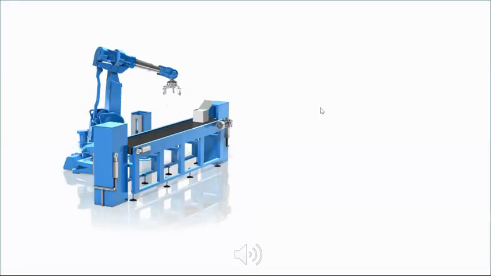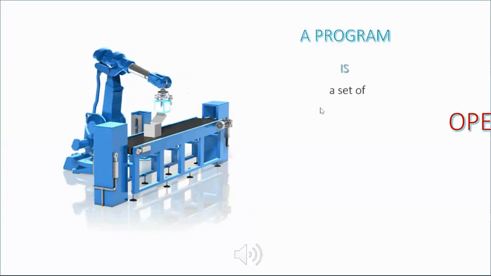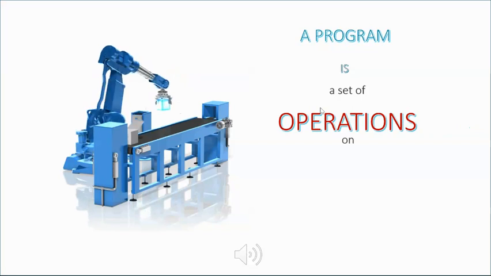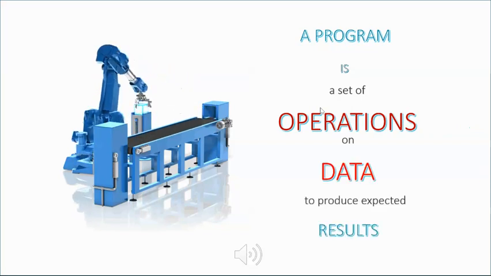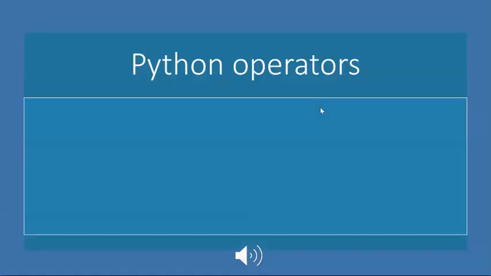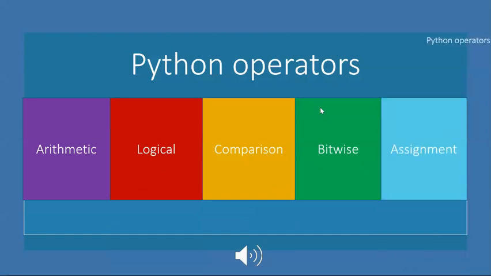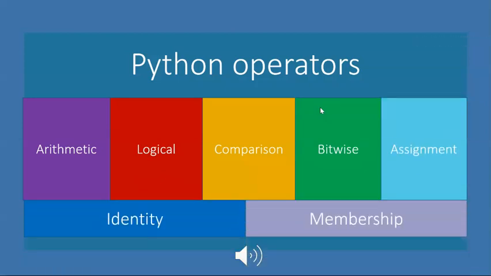As we said, a program is a set of operations on data to produce expected results. So we have discussed the data. Now we come to operations. Python has operators categorized into arithmetic, logic, comparison, bitwise, assignment, identity, and membership. We will discuss them in more detail. Python operators are basically used in the same way as in logic, mathematics, and other programming languages.